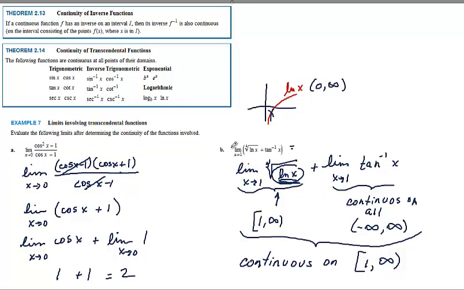Now I also need to do the limit here. They've asked me for the limit as x approaches 1. That means the limit from the left must equal the limit from the right. However, I don't even have any function from the left, so this limit does not exist due to the fact that the limit as x approaches 1 from the left of that f of x does not exist.